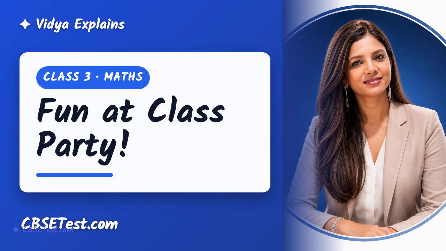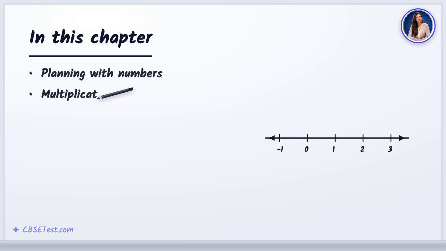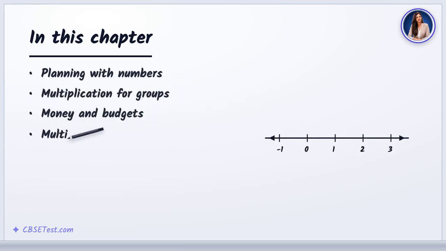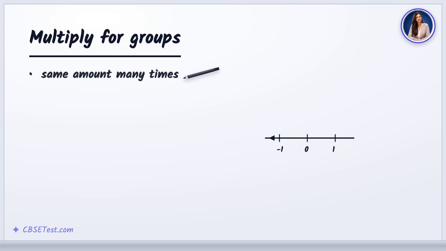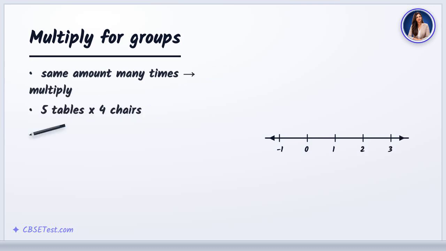Let's learn fun at class party together, step by step. Planning a class party needs maths. We'll multiply for groups, add up costs, and stay within a budget. When the same amount repeats, multiply. 5 tables with 4 chairs each need 5 times 4, 20 chairs.